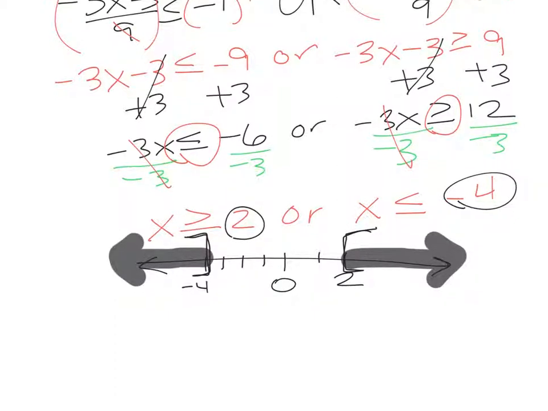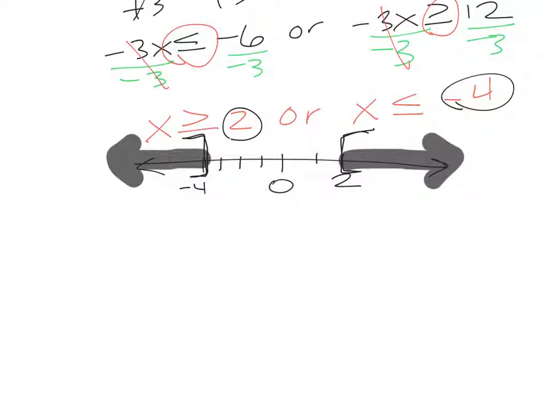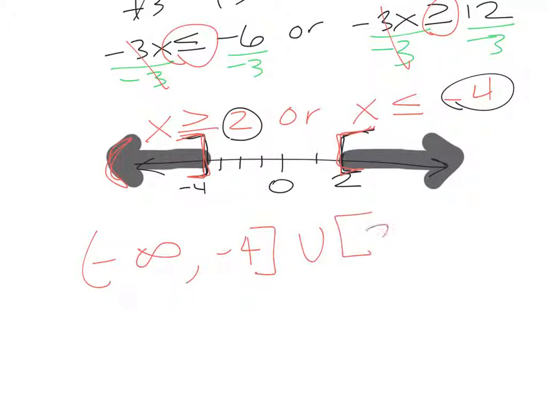So in interval notation, we would write this as negative infinity to negative 4 bracket, union, positive 2 bracket to positive infinity, just like that. Let's do one more problem just to make sure you got it.